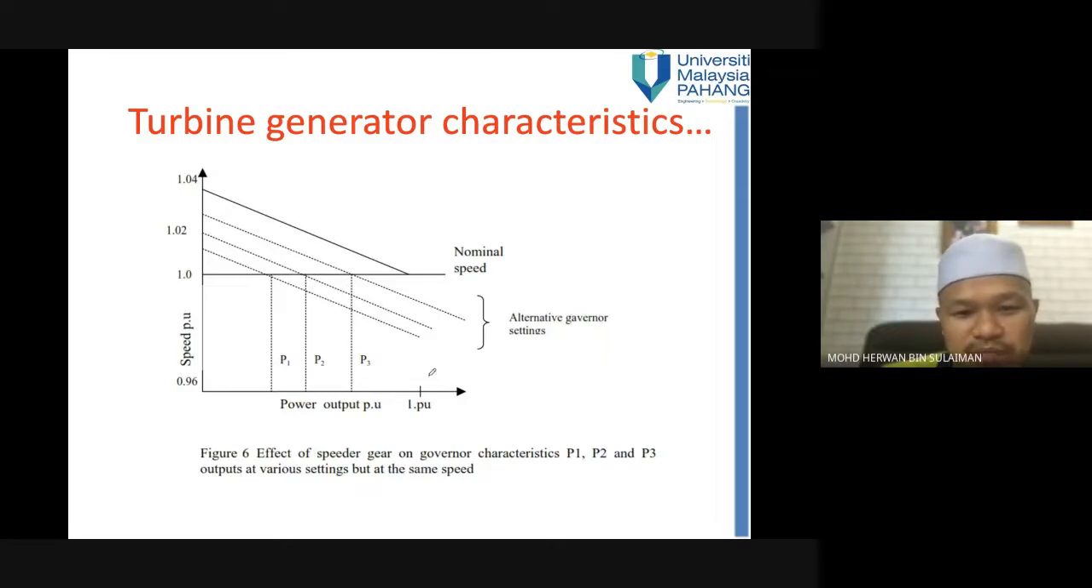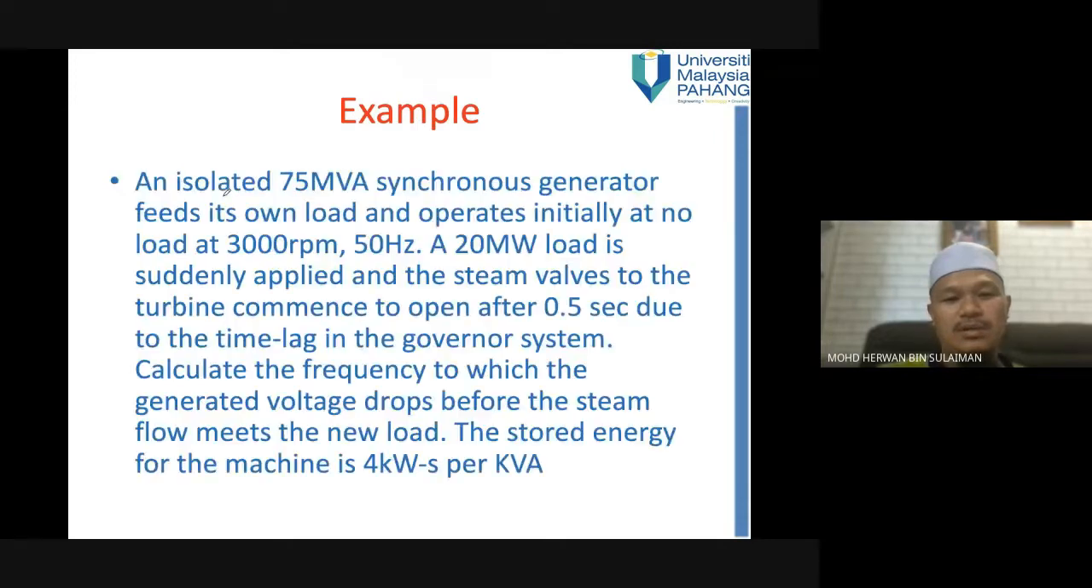So let's say we have this one is full load. So this one your P out, you can measure ataupun you boleh control the power output lah based on the speed as well as your punya power output. So this is the effect of speeder gear governor characteristic for P1, P2, P3. Whether P1, P2, P3 should be played around with this slope. Okay. Example ni ada dalam buku saya lah, boleh refer.